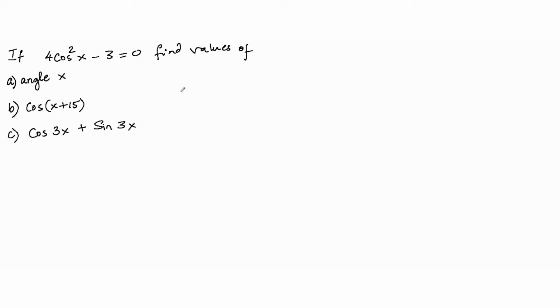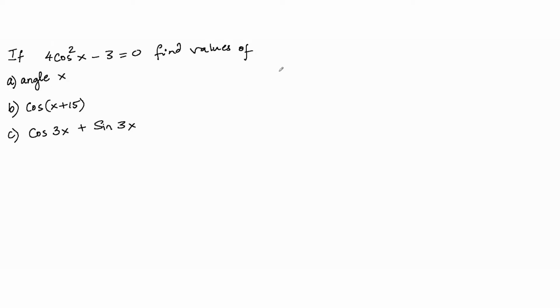In today's session, we are going to take a look at a few questions based on trigonometry. Let us look at the first question. If 4 cos square x minus 3 is equal to 0, find the values of first angle x, cos of x plus 15, cos 3x plus sine 3x. So let us first find the value of angle x.